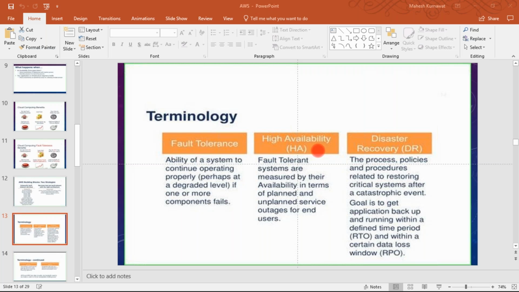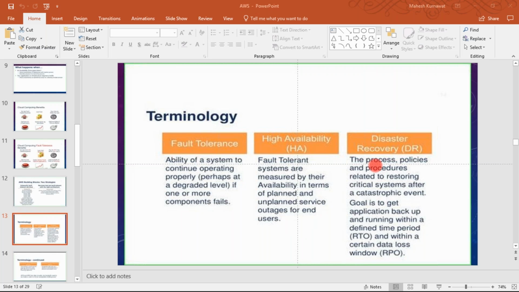High availability means fault tolerant systems are measured by their availability in terms of planned and unplanned service outages for the end users. So in high availability, you plan your secondary data centers, or secondary site, where you create a different availability zone, different data centers, or a different availability zone for your data centers.